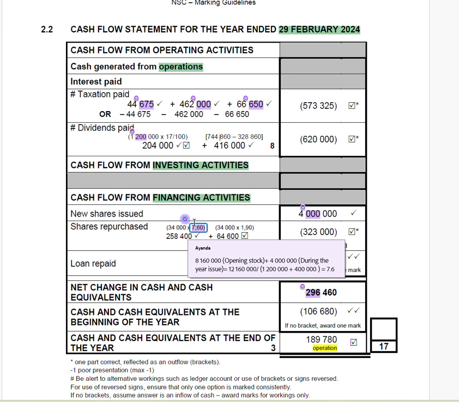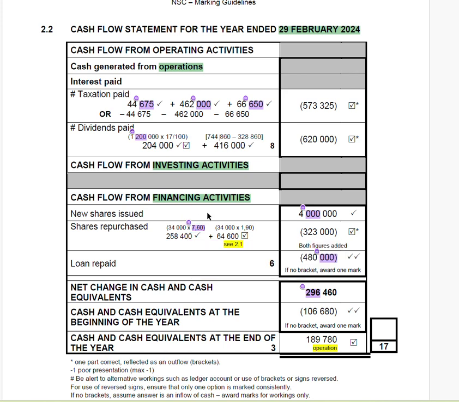And then if you take the total of 12,160,000 divided by the 1.6 million number of shares, you get 7 rand 60 cents, which is the average share price they've used here. So now if you take 34,000 times the average share price, then you add the loss as a result of paying more than the average share price of 1 rand 90, then you get the total. So if you add the total of the two, then we get a cash outflow.